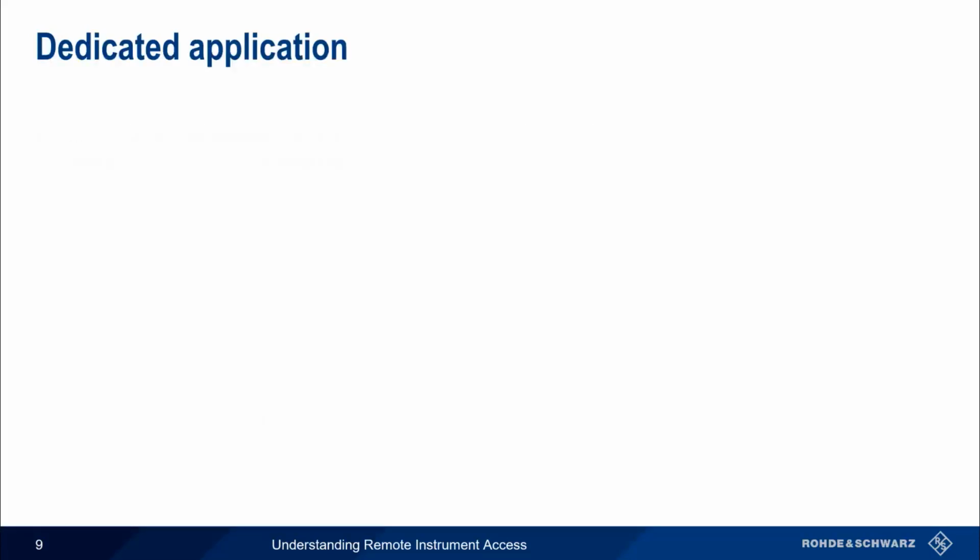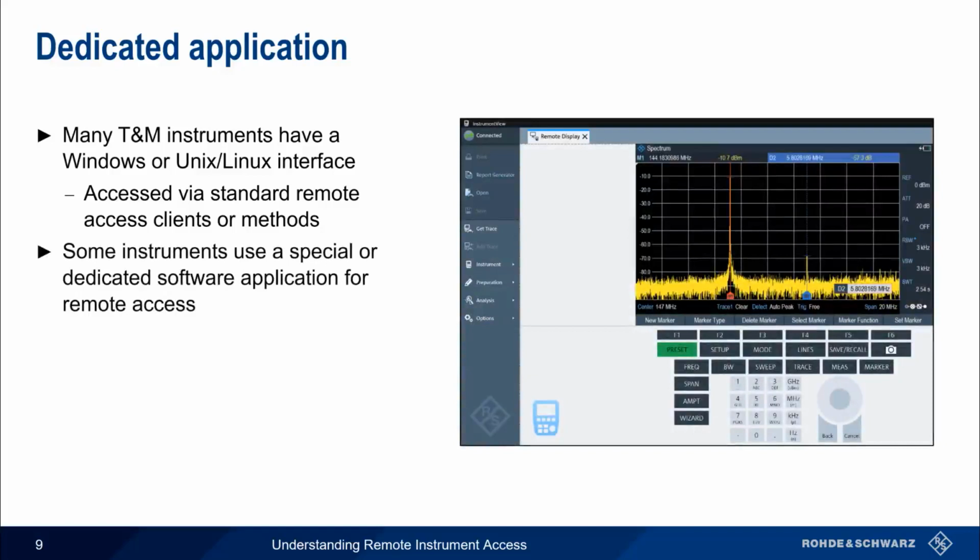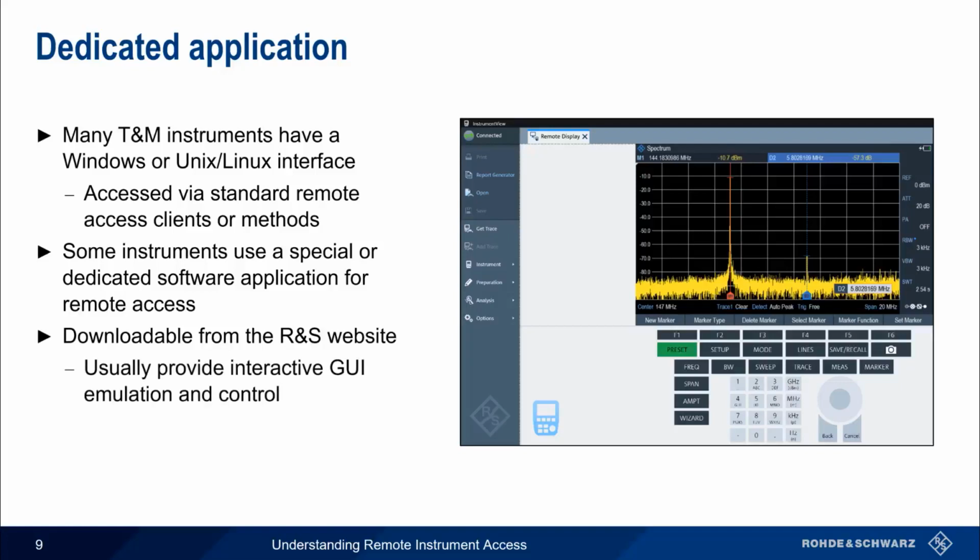Many test and measurement instruments have a Windows or Unix/Linux-based user interface, and therefore can be accessed via standard remote access clients, such as Remote Desktop or VNC, or via standard methods, such as over a web browser. On the other hand, some instruments, especially those not using Windows or Linux for their user interface, may require a special or dedicated software application for remote access. In the case of Rohde Schwarz instruments, these can be easily downloaded from the Rohde Schwarz website. In most cases, these dedicated remote control applications provide the same kind of remote GUI control that's available with standard remote access methods.